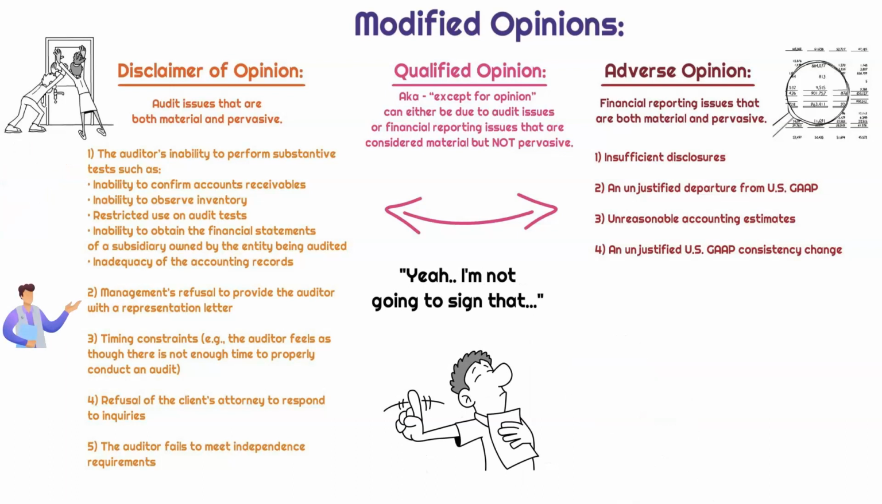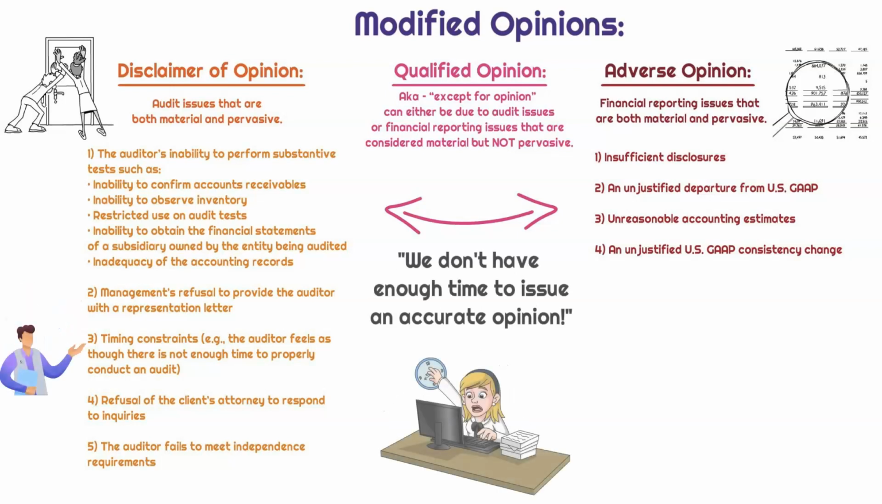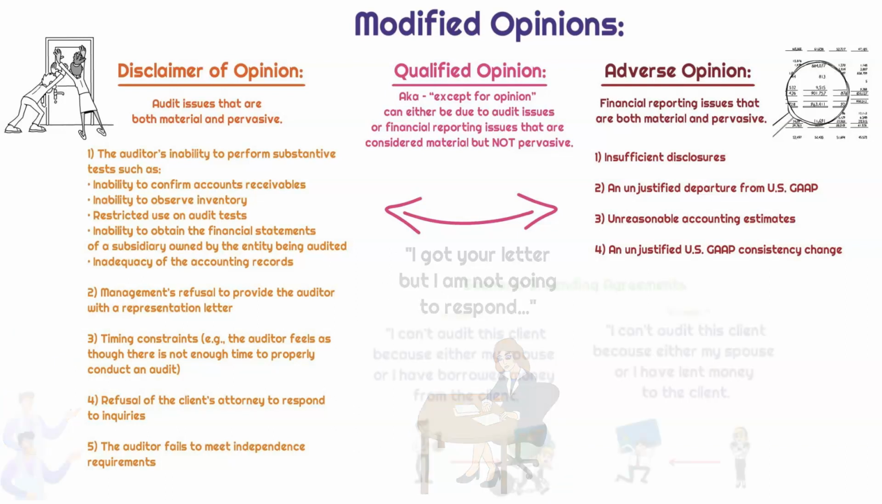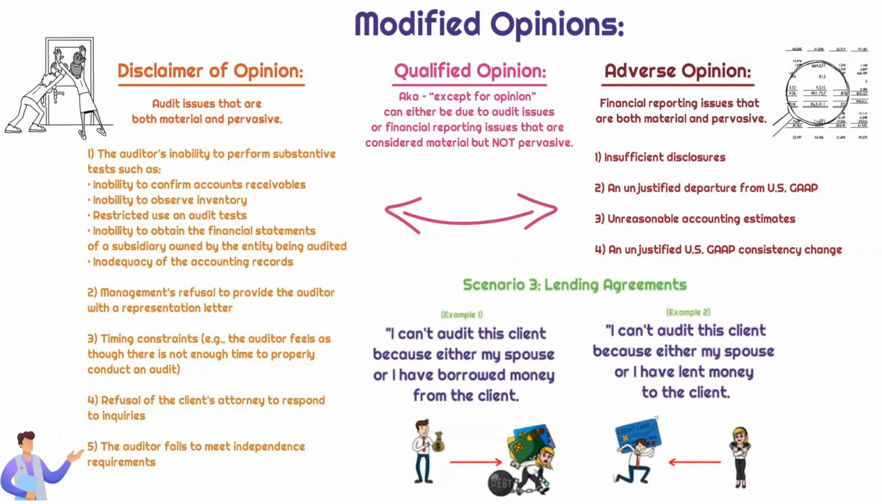Management's refusal to provide the auditor with a representation letter. Okay, so if they say, no, we cannot take representation at the end of this engagement, and we're not going to sign off on this representation letter, then that could be a scope limitation. Timing constraints. Okay, so if the auditor feels as though there is not enough time to properly conduct an audit, possible scope limitation there as well. Refusal of the client's attorney to respond to inquiries, and the auditor's failure to meet independence requirements can all result in a disclaimer of opinion.